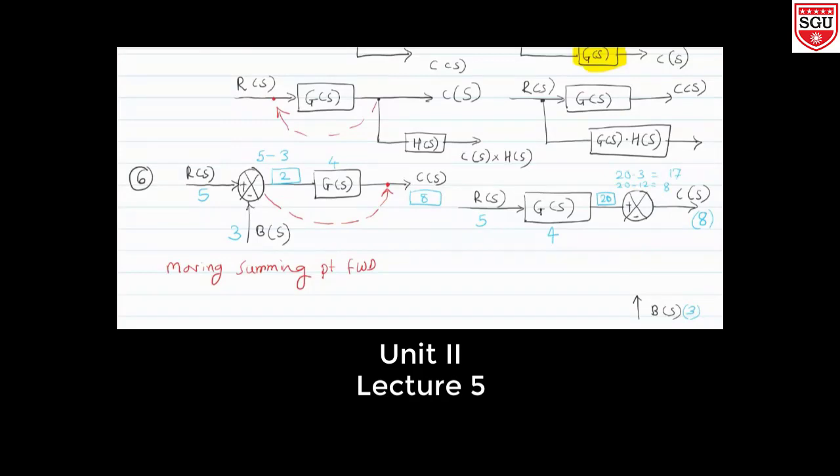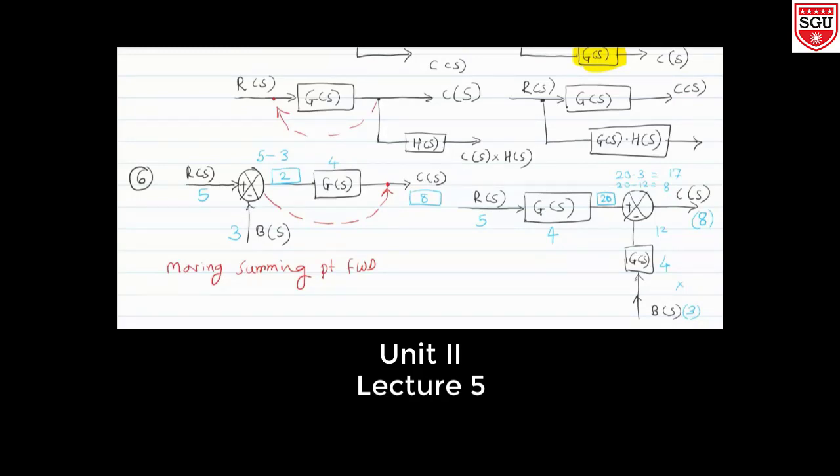So I have 20, which is fixed. I want 12 as the output of this summing point. I am getting 3. Sir, G of S into B of S. Yes. So I have to add G of S here. G of S is 4, and 4 multiplied by 3 is 12. You got 12, which we wanted. So 20 minus 12, 8 will be our answer.